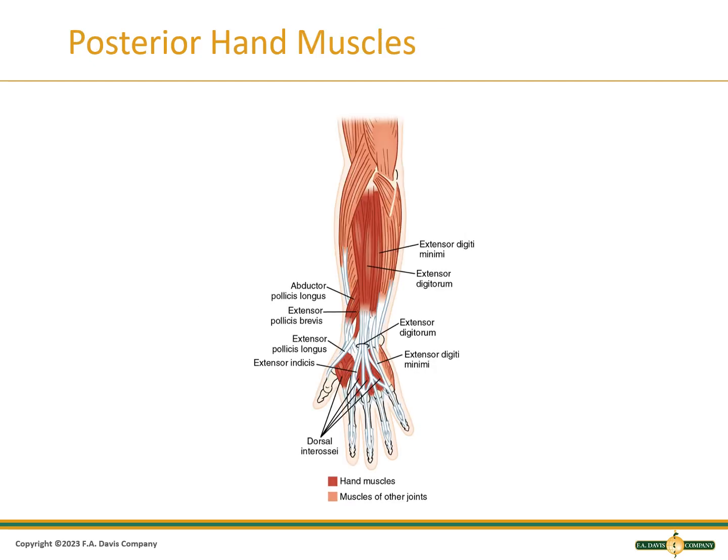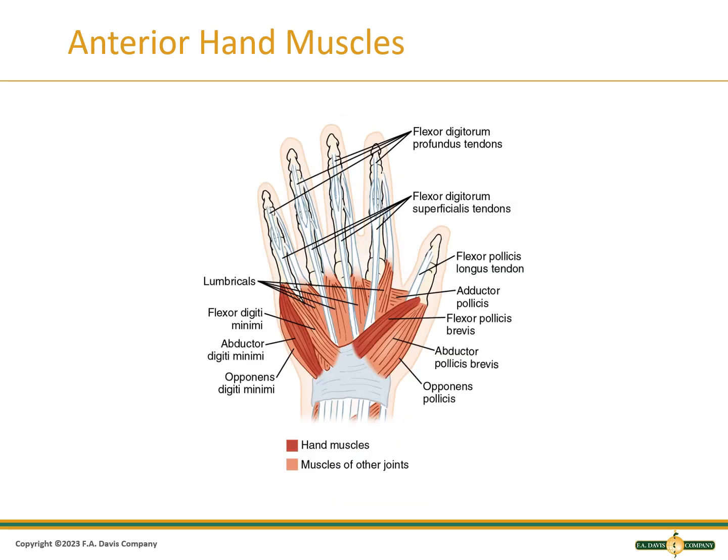Looking at our posterior hand muscles, we can see that with the exception of abductor pollicis longus and our dorsal interosseae, all of these muscles have extensor in our name. So our posterior hand muscles primarily perform extension motions of the wrist and fingers. Our anterior hand muscles are going to comprise more of our flexor tendons, but then we also have our thenar eminence and our hypothenar eminence. So we have abductor pollicis brevis and abductor digiti minimi, and opponens pollicis brevis and opponens digiti minimi. And then we also have our lumbricals and our palmar interossei on the anterior aspect of the hand.